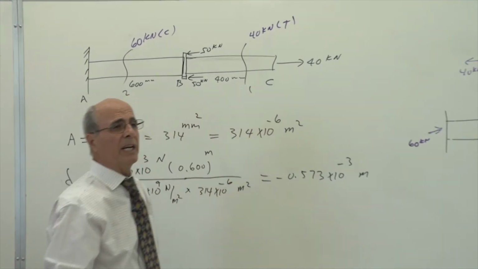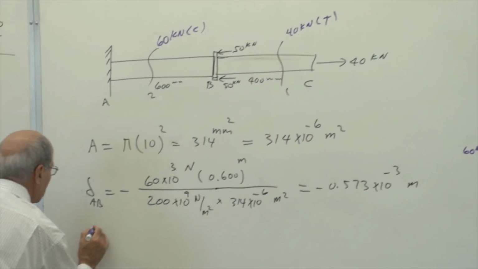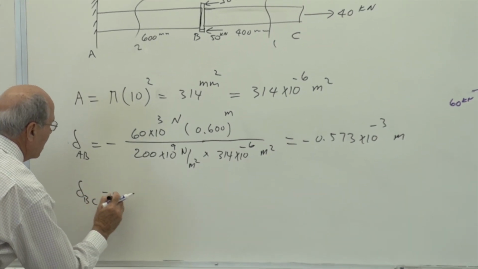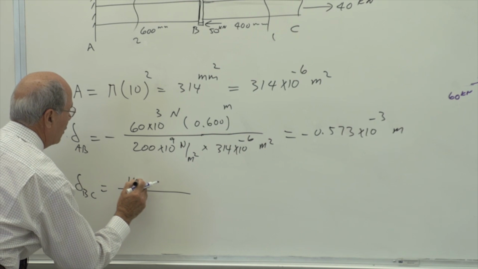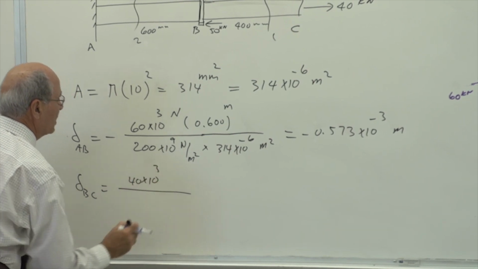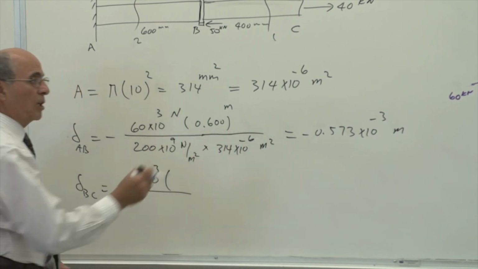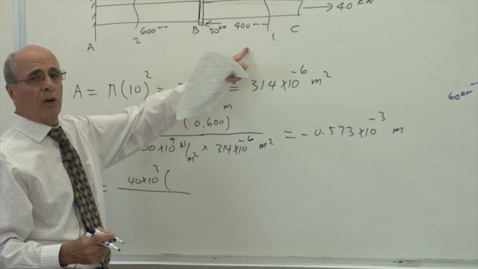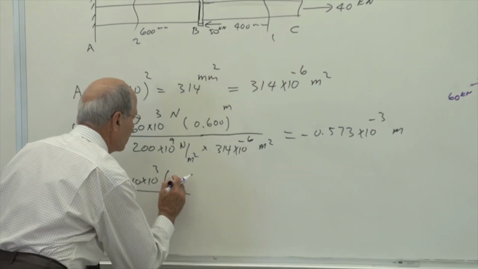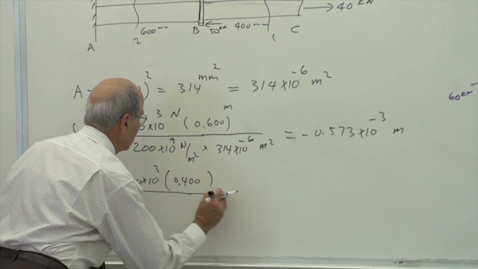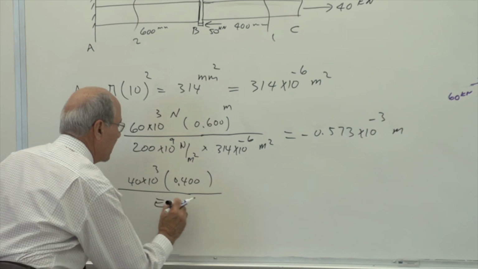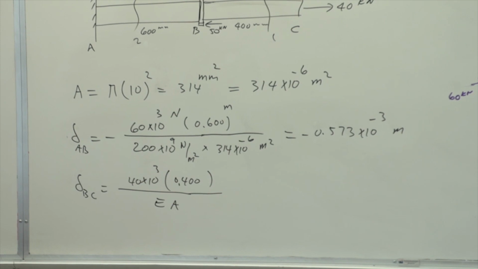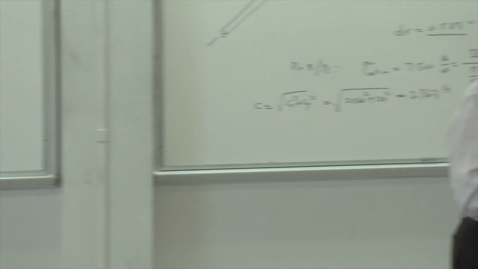However, BC is going to get longer, the same format. Let's go a little bit faster. Okay, delta BC, this time the force is 40 times 10 to the power of 3. So this time I'm not using the unit, but I'm keeping track. And the length is 400 millimeter or 0.4 meter. E and A are the same, so I'm not going to put them there because I want to shortcut it to give you more ideas. This is the same E.